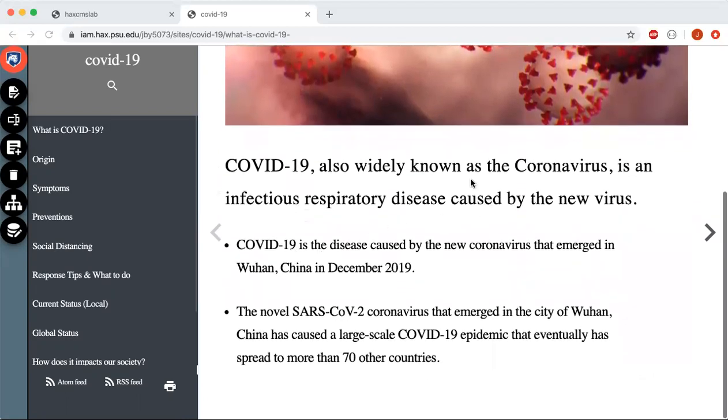It's widely known as coronavirus, an infectious respiratory disease caused by the new virus. It started out in Wuhan, China in December 2019, and it has spread to more than 70 other countries.